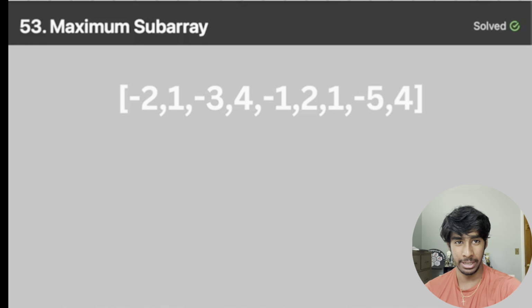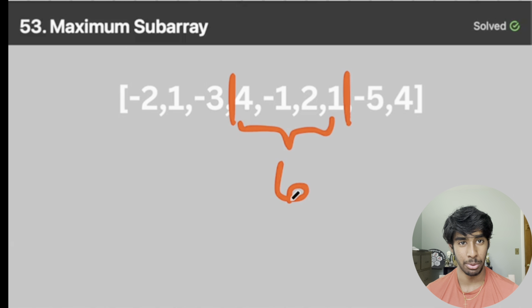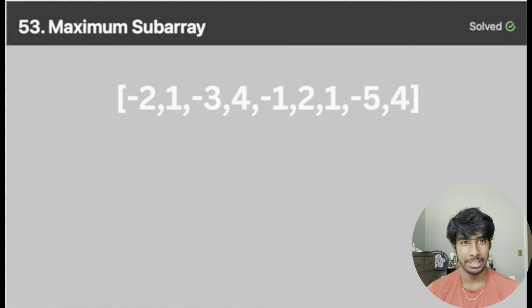For this particular example, the maximum subarray will be here. So the values between 4 and 1. The sum of these four numbers is 6, and that is the maximum possible sum out of all the subarrays in this list. All right, let's start by trying to construct a brute force approach.